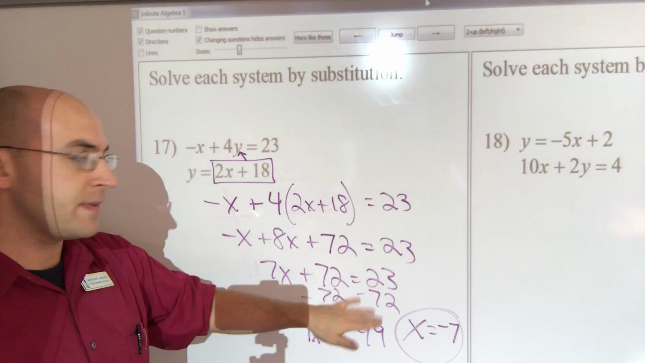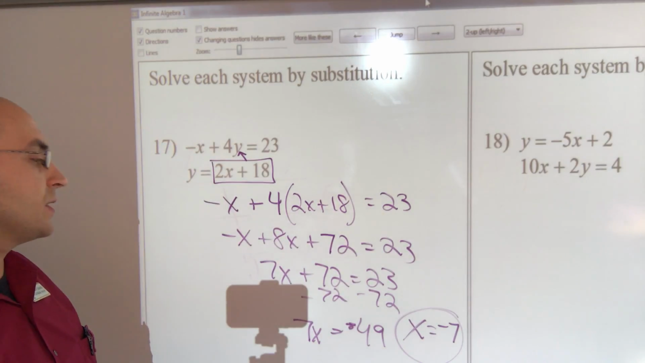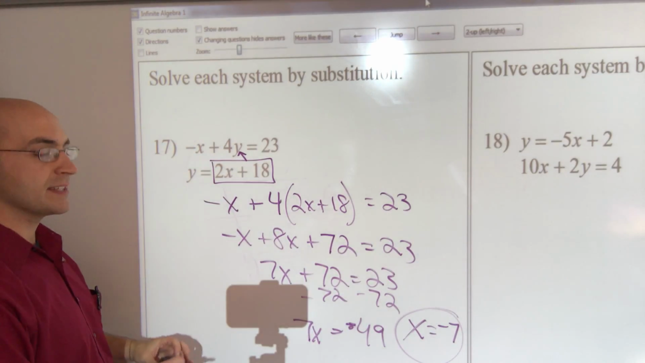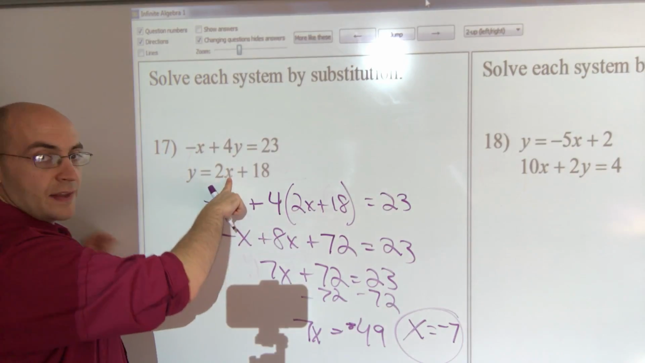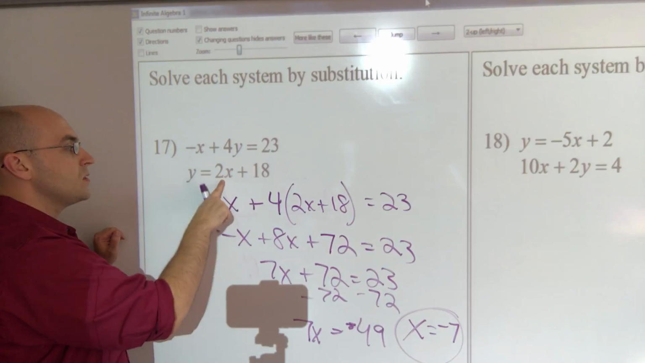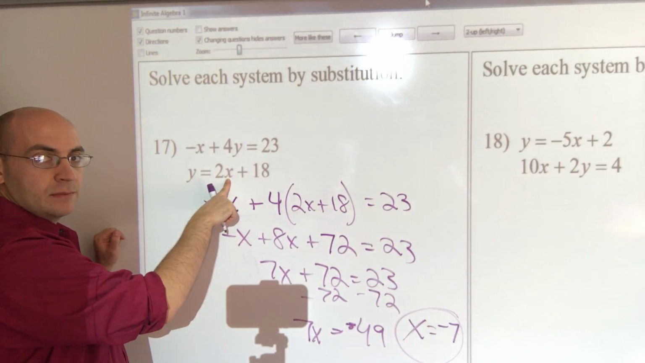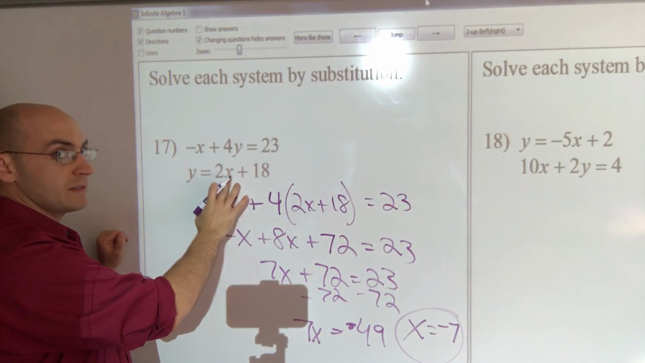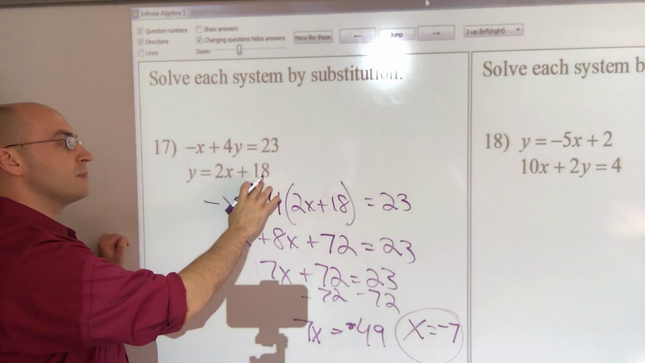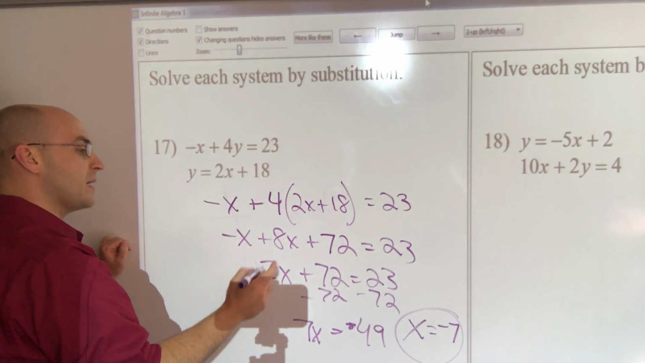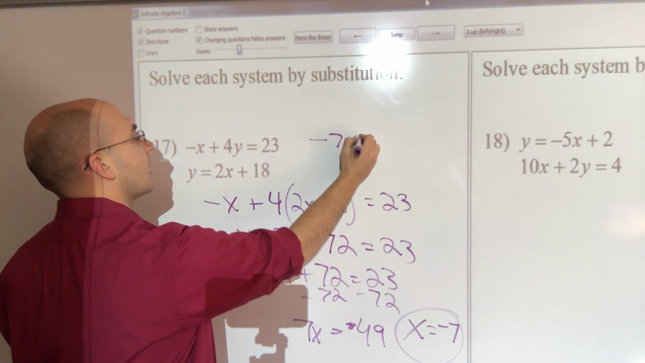I have to plug that x value into one of the original equations to solve for y, because remember, this is a system. I am going to make my life easy and plug negative 7 right in there because I can solve this very simply. 2 times negative 7 is negative 14, and negative 14 plus 18 is 4. So my answer for this system is negative 7, 4.